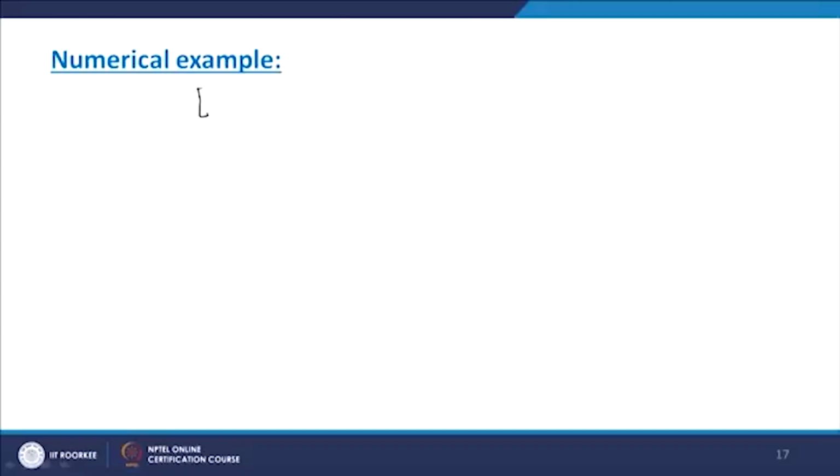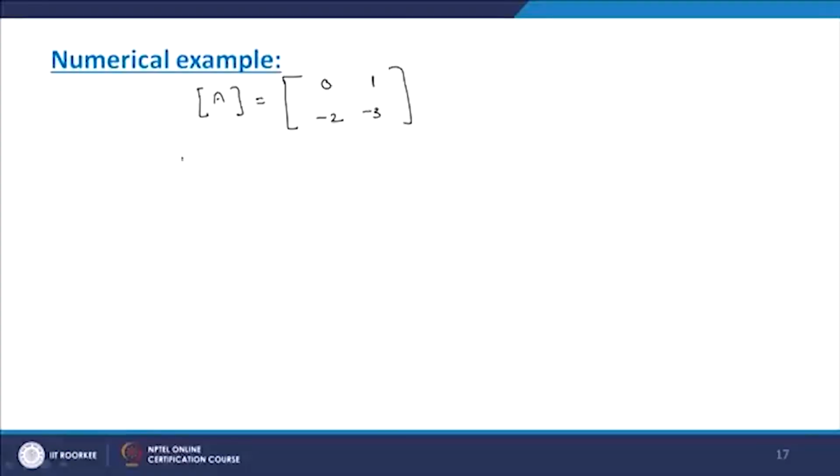Now we will solve an example, and from this example we will see how to determine the eigenvalue and eigenvector. We have taken a matrix A equal to [0, 1; -2, -3]. Our problem is that we have to calculate the eigenvalues of this matrix. So how do we determine it? First of all, we write this A matrix as lambda I minus A.